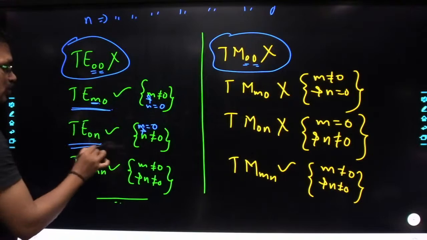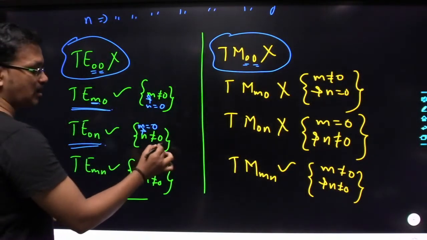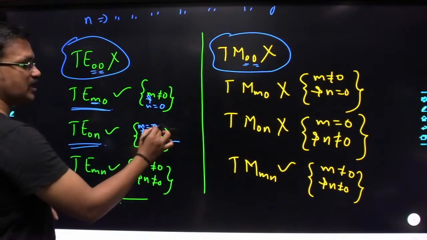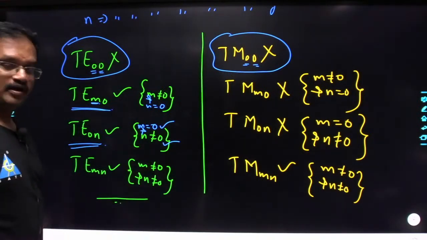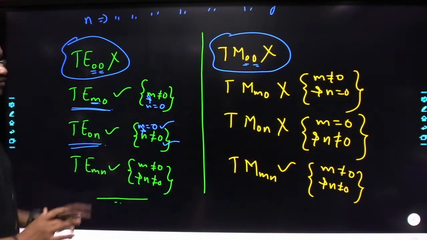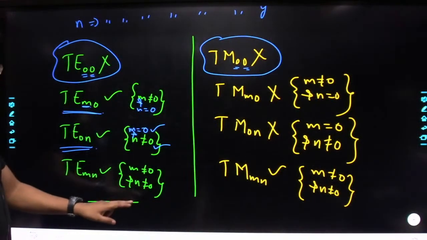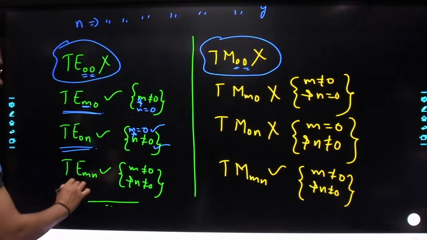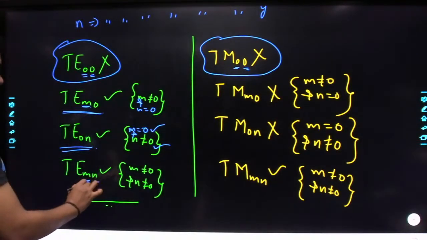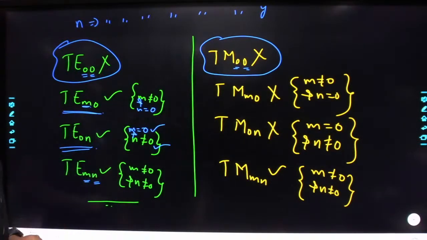And here also you are having a standing wave pattern along y, but you don't have any standing wave pattern along x, right? So this type of modes are also possible in case of TE. And if m not equal to 0, n not equal to 0, then you can have both the standing wave patterns along x as well as y. So this type of modes are also possible.